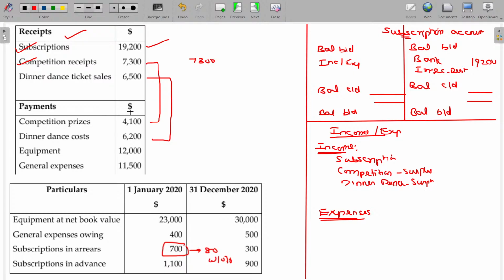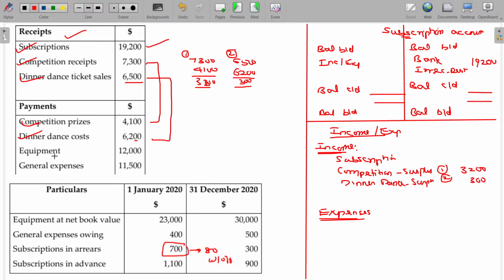7,300 minus 4,100, surplus being 3,200. And in case of dinner, 6,500, and spend for that purpose is 6,200. We have only 300 rupees surplus here.